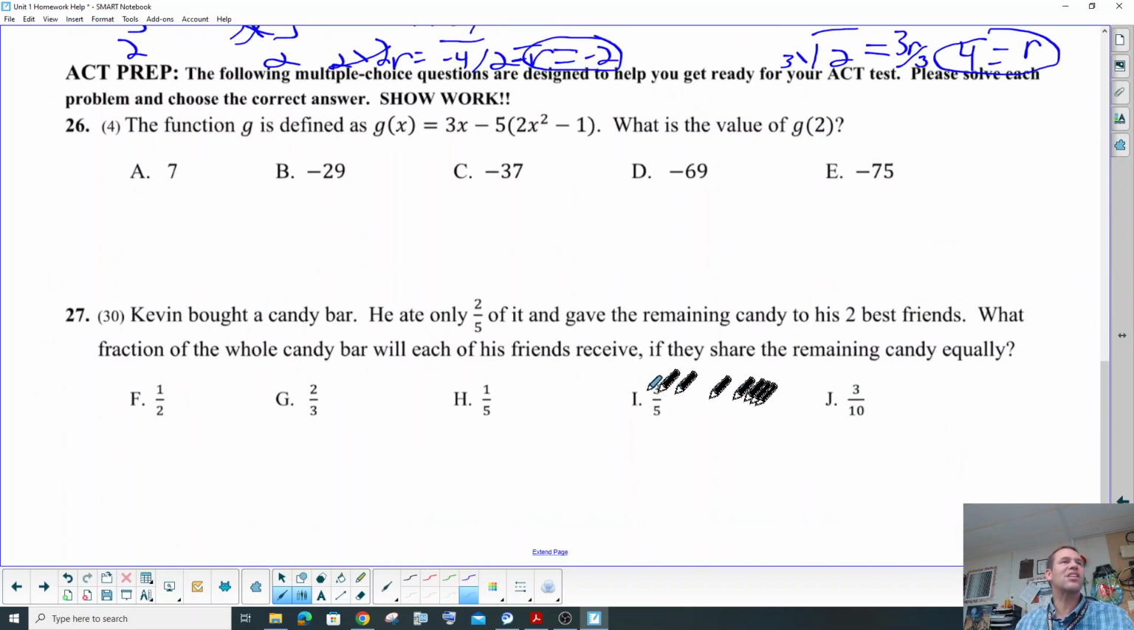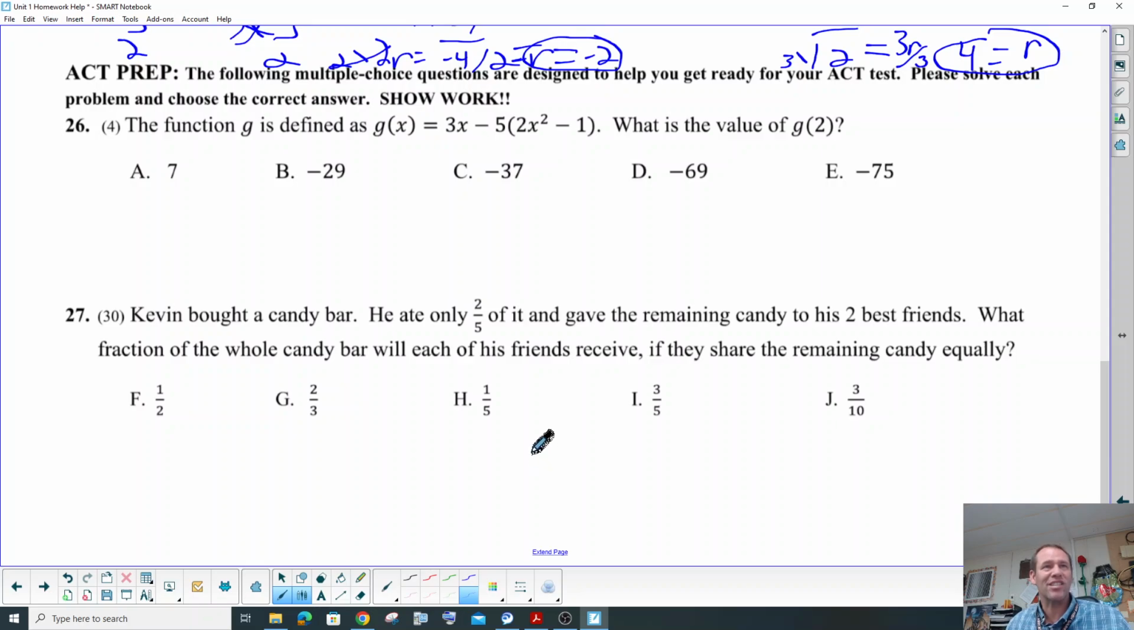Last but not least, here we go. Kevin bought a candy bar. He ate only 2/5 of it, and he gave the remaining candy to his 2 best friends. So what fraction will each of his friends receive of the candy bar? That's so sad. It's a big candy bar, that's why, okay? It's huge.